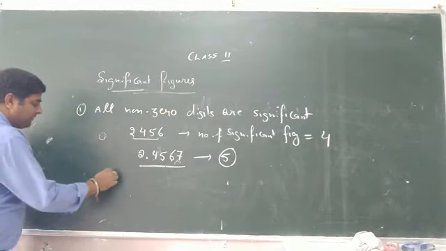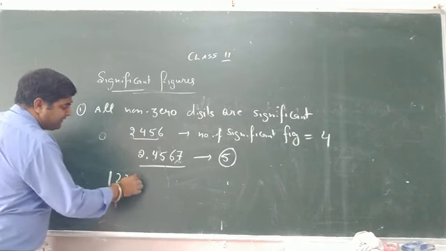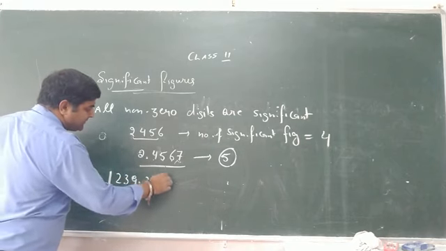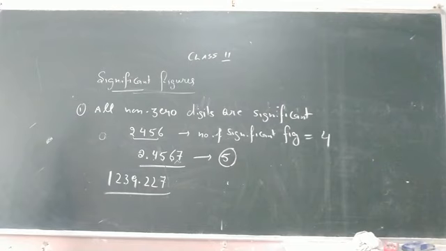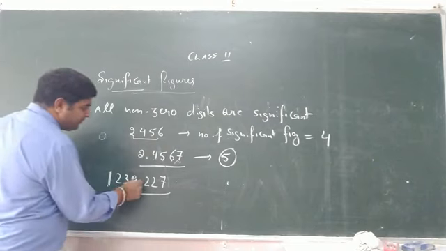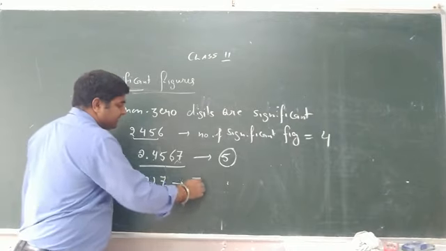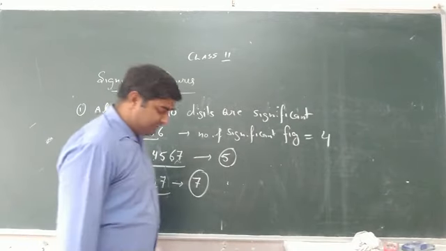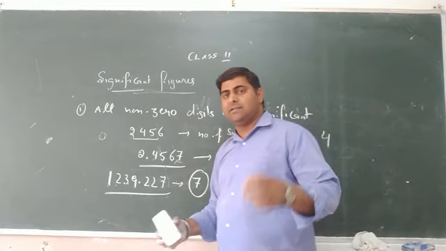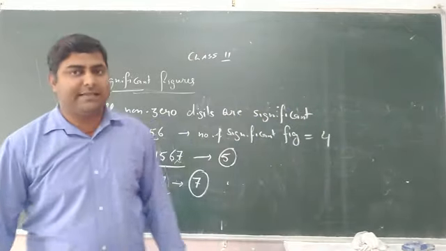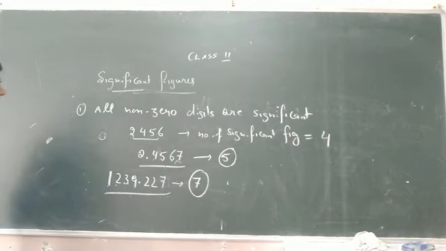If we take 1, 2, 3, 9.227, how many significant figures does it have? If you count, it has 7 significant figures: 1, 2, 3, 4, 5, 6, 7. So we say 7 significant figures. The first rule says all non-zero digits in a number are significant. Now this is the first rule.